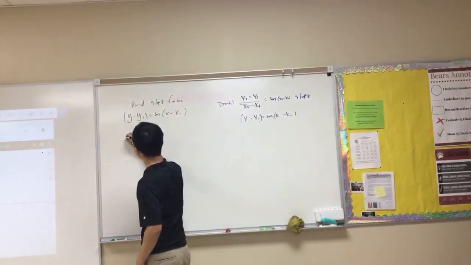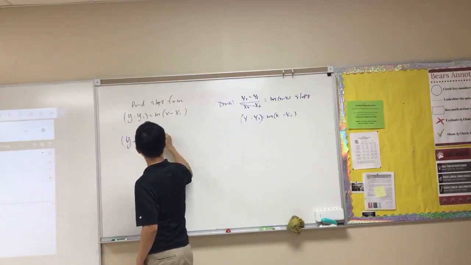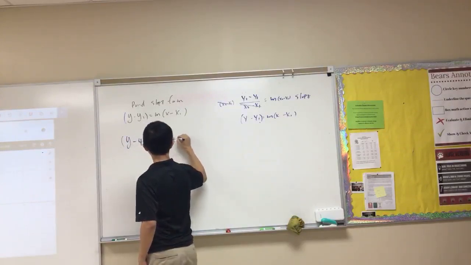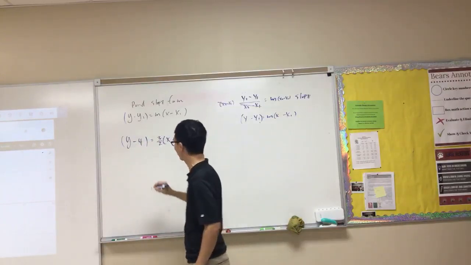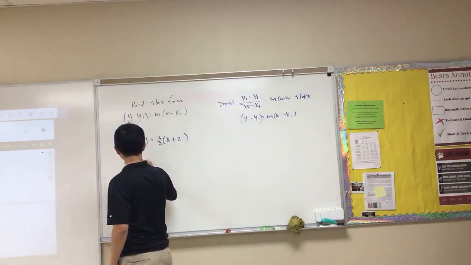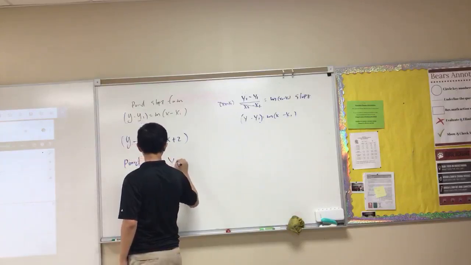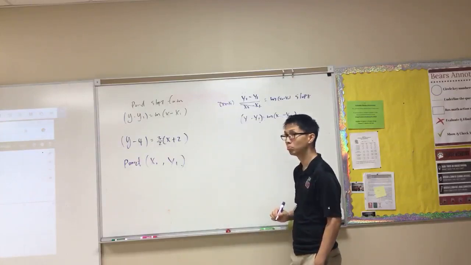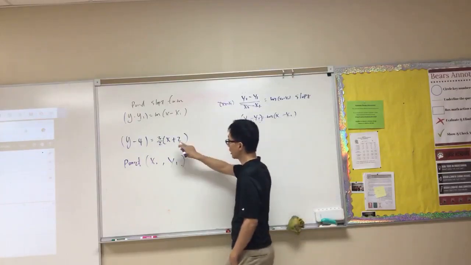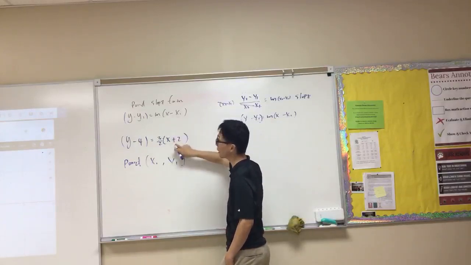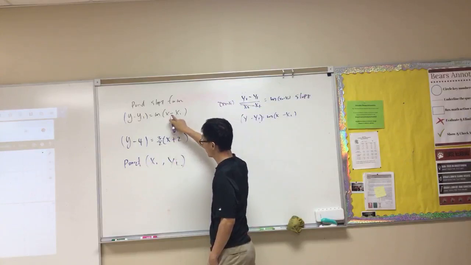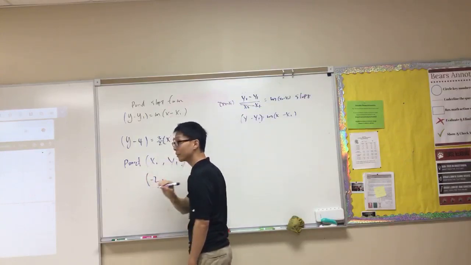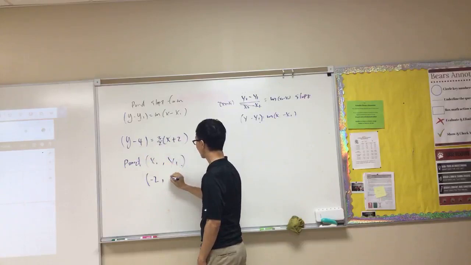So if I were to graph this, y minus 4 is equal to 3 over 2 times x plus 2. What is my point? My point is always x1 and y1. What is x1 and y1? Opposite sign, because this is opposite, right? So I start with a positive 2, it's going to be negative 2. And then positive 4.